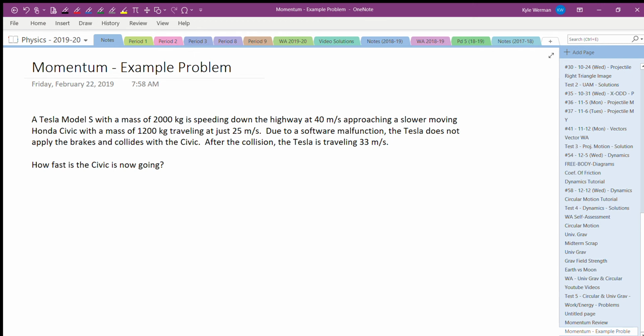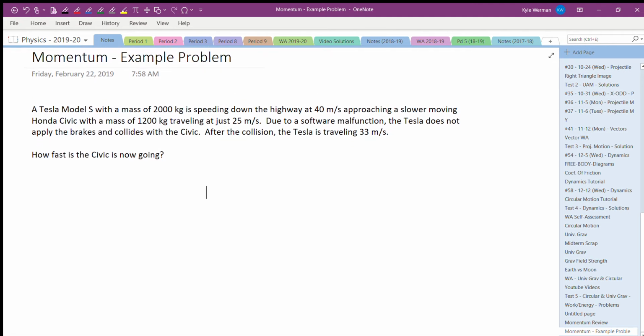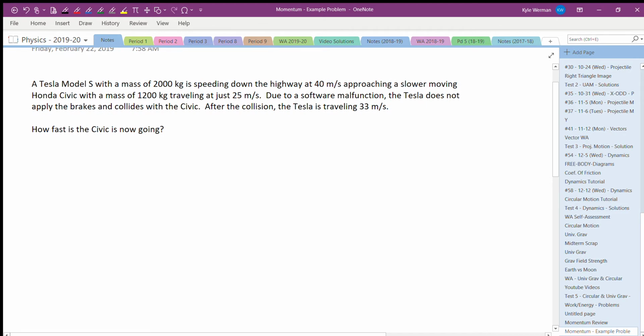This is an example problem I created on momentum to hit on a bunch of different problems and ways to solve problems that you guys need to do as you prepare for your exam here on momentum. We started this problem in class. I thought I'd do a work-through version for you guys to follow along.